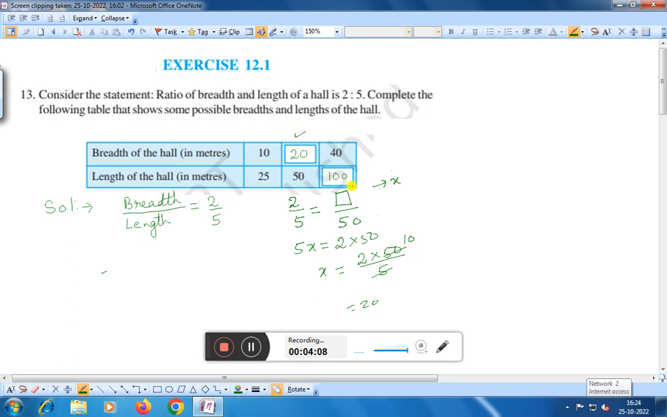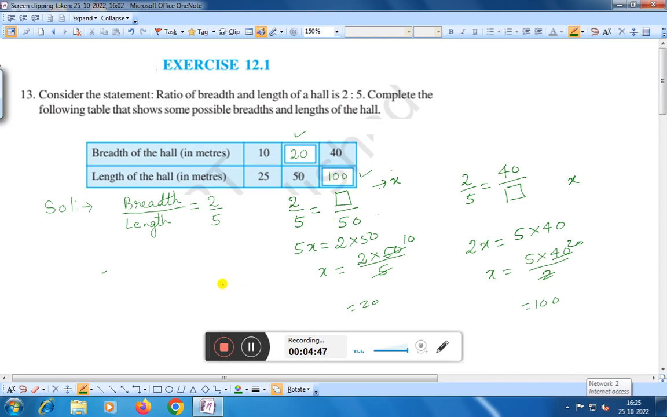In the same way, 2/5 is equal to 40 by dash. If we write x in this box and cross multiply, then 2x is equal to 5 into 40. Therefore, x is equal to 5 into 40 by 2, which is 5 times 20, that is 100. Therefore, the value of x is 100. In this way, you can apply the second method also.